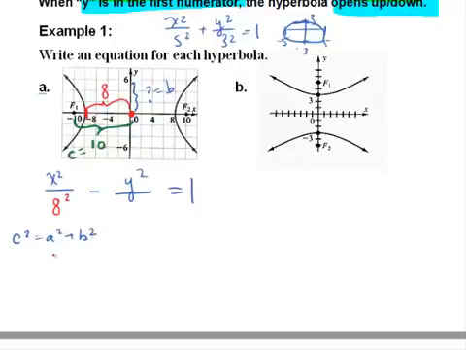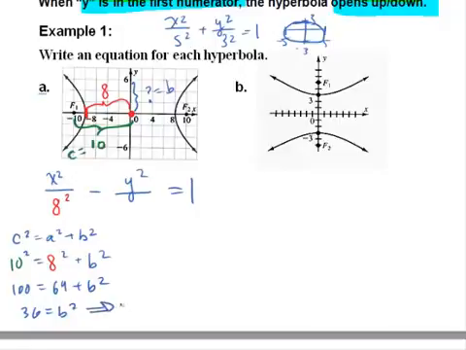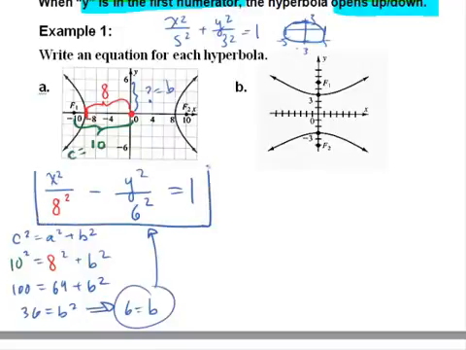So plug in the values you know. We know 8 is the distance for a. We know 10 is the distance for c. So it's 10 squared equals 8 squared plus b squared. So 100 equals 64 plus b squared. So 36 equals b squared, which means that 6 equals b. And that is what we put up here for our b value. We'll say 6 squared. Now, notice we're centered at the origin (0, 0), so it's just x squared and y squared. No h's, no k's yet.